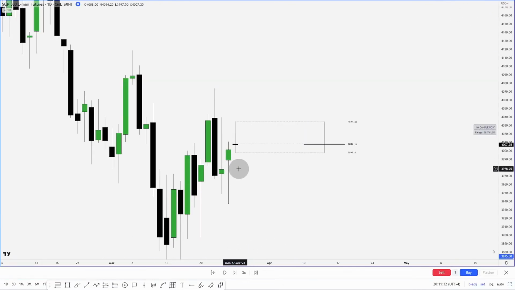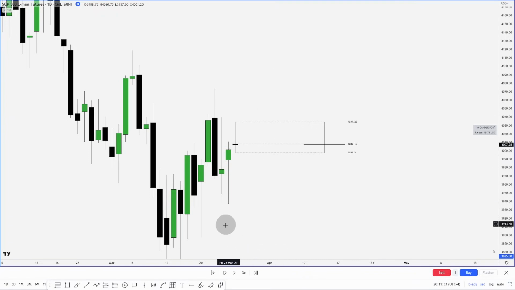We have the ES daily chart, and we are looking at the formation of the weekly candle here. If we are expecting a bearish week, we would want to see a high put in, so an open, high, low, close. And if we're expecting a bullish week, we'd want to see an open, low, high, close.